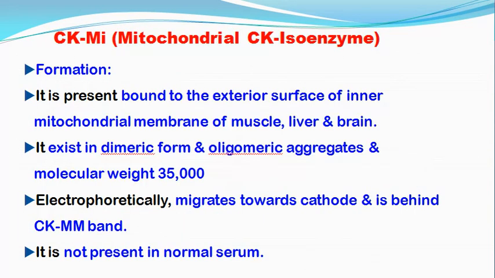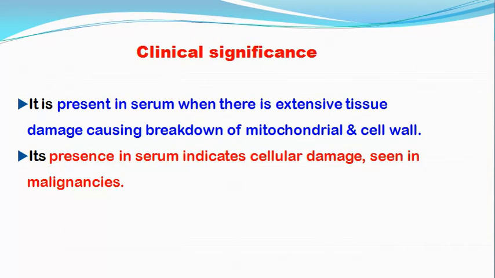And the second, CKMi, is the mitochondrial CK isoenzyme. It is present bound to the exterior surface of the inner mitochondrial membrane of muscle, liver and brain, and exists in dimeric form and oligomeric aggregates, and molecular weight is 35,000. Electrophoretically it migrates towards the cathode, behind the CKMM band, and it is not present in normal serum.